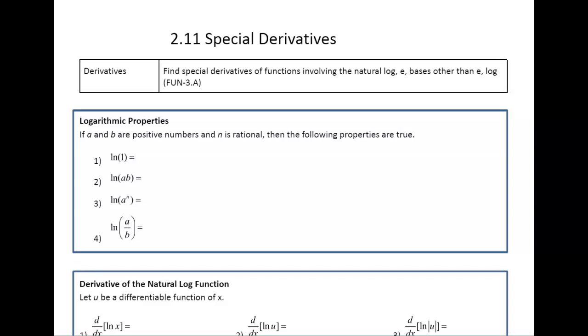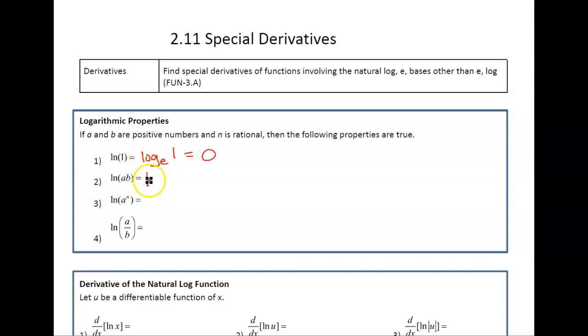Okay, 211, we're going to talk about special derivatives. So to review for some of our answers, we are going to do the log properties. So natural log of 1 is something you should memorize. It really means the log base e of 1. So that's asking you e to what power gives you 1? 0, okay? That shows up occasionally, especially with tangent slopes, okay?